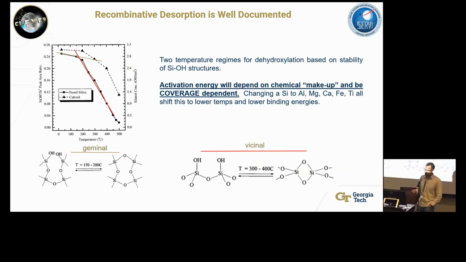These authors identified two different sites, a geminal and a vicinal site. The geminal site actually occurs at a lower temperature just due to the proximity of those two reactive groups. However, if you also include other ions and actually create these minerals that are representative of actual lunar regolith, you can start to shift those activation energies and those onset temperatures lower. So for example, titanium dioxide has a recombinative desorption onset temperature of about 250 Kelvin. So now we're really in the regime where it's relevant to the lunar surface.